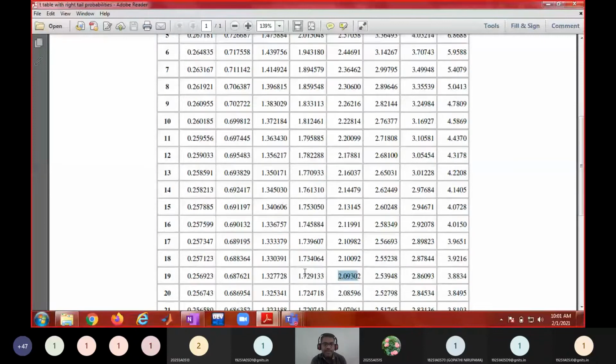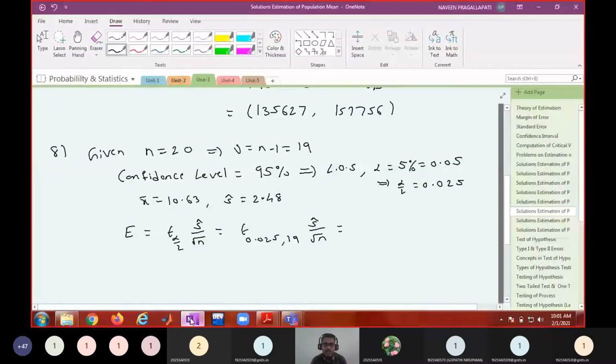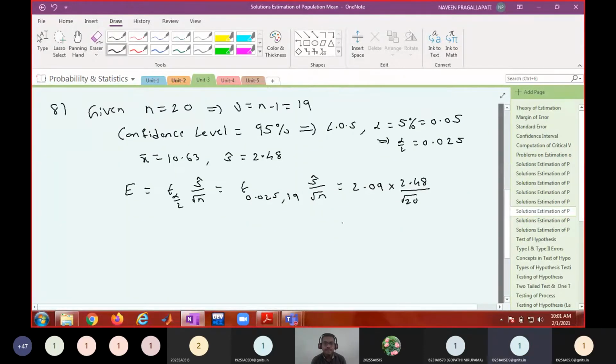2.09. Can you see it? Yes. So 2.09 into S cap, which is 2.48, divided by root of 20. Can you compute? 1.159. So when you round to two decimals, you may write it as 1.16.